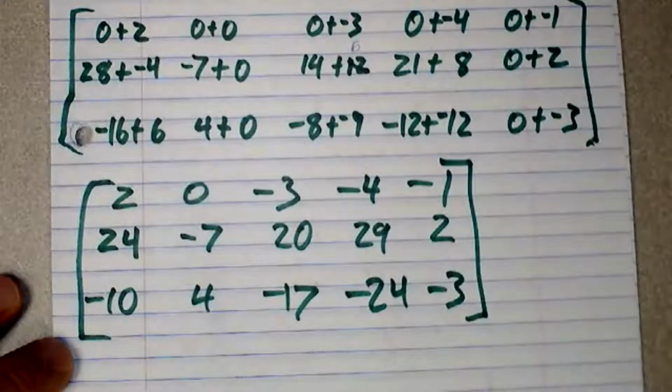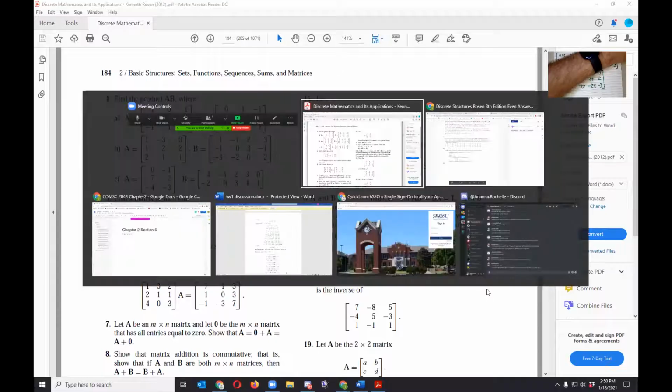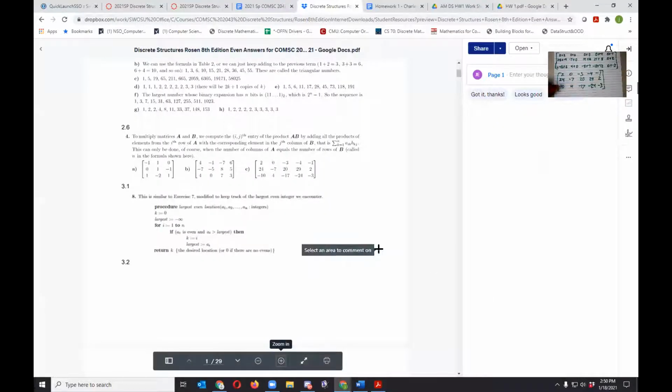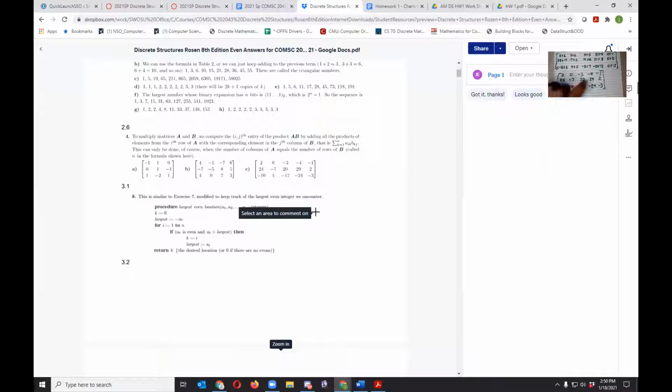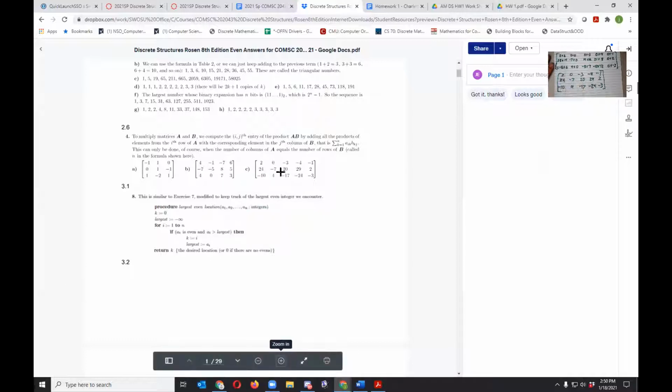Now, let's go ahead and share our screen again. And I think 4 is still the right screen to share. And we've got our even answers. 2, 0, -3, -4, -1. Yay! -10, -10, 4, -17, -24, -3. Cool. 24, -7, 20, 29, 2. You don't have to have a pattern when you're checking these. I just do silly things that make sense to my head. All right, so that is 2.6 problem 4C.